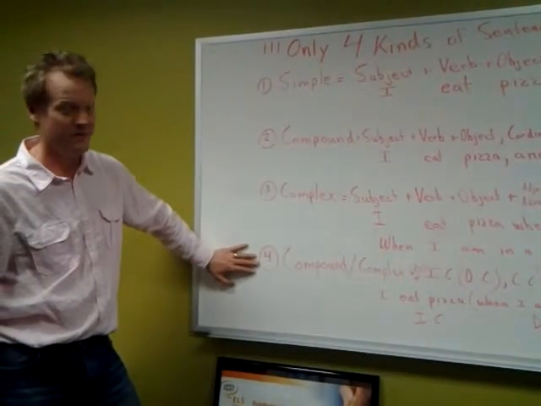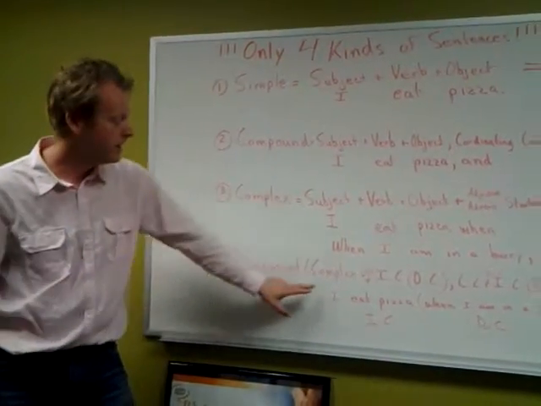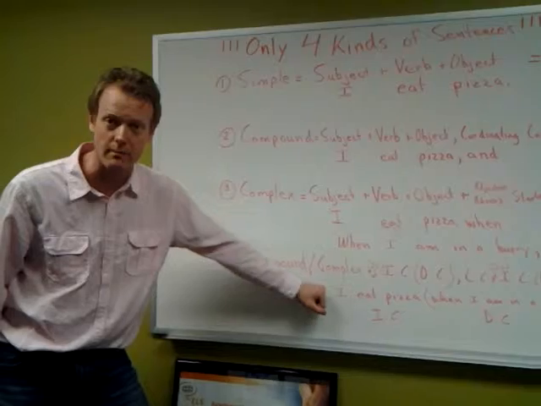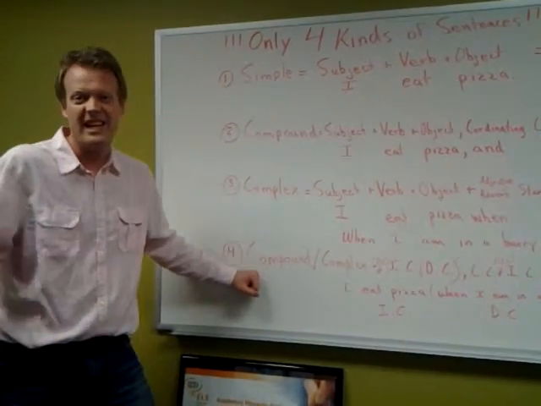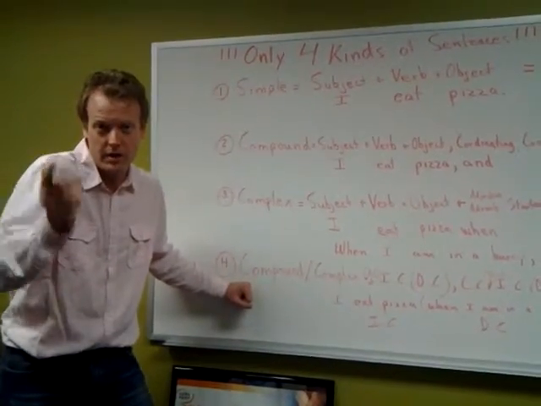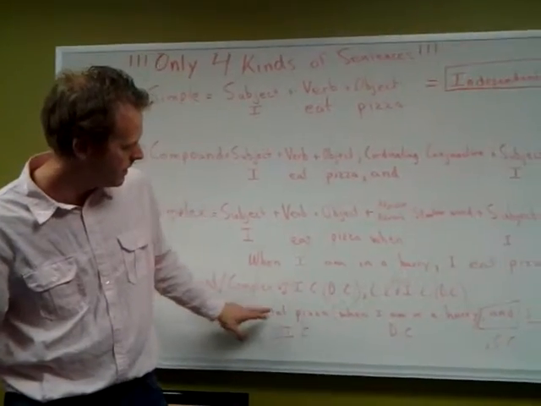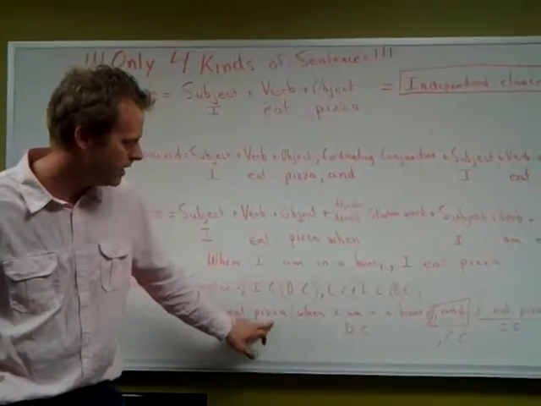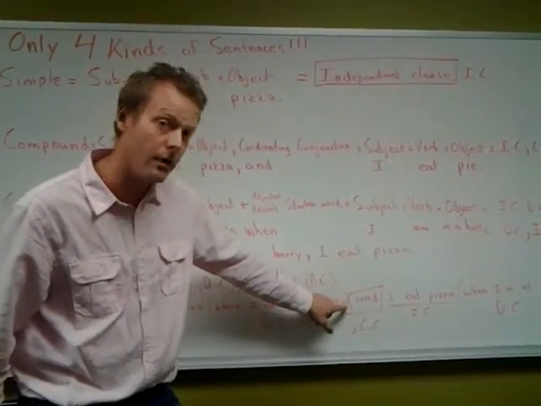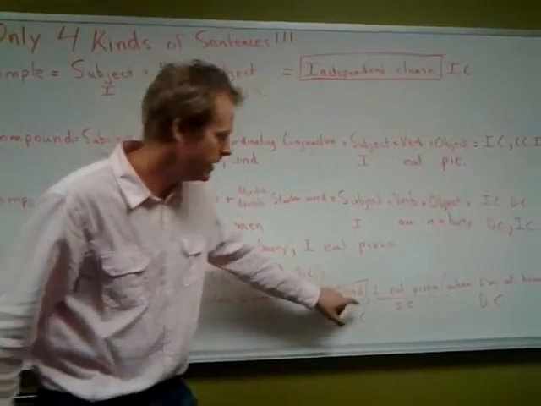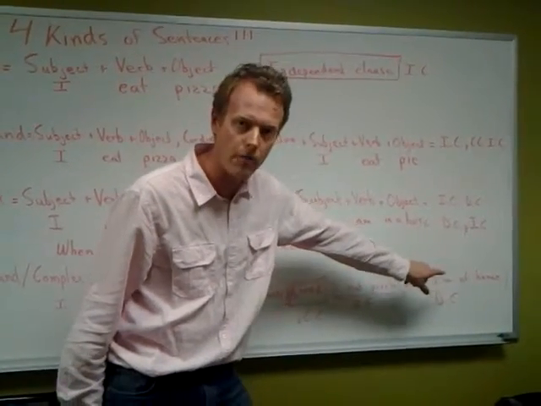Now for the big daddy. We call it a compound complex sentence. That means 2 independent clauses together. It means you have at least 2 independent clauses and at least 1 dependent clause somewhere in the mix. Let's look at an example. I eat pizza when I am in a hurry, comma, and I eat pizza when I'm at home.